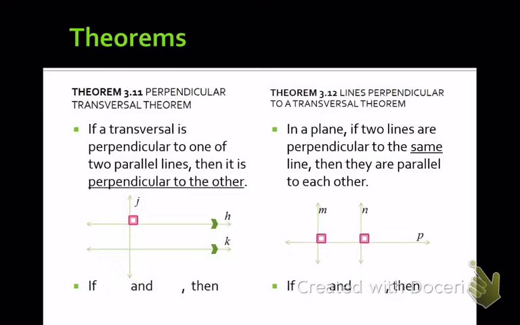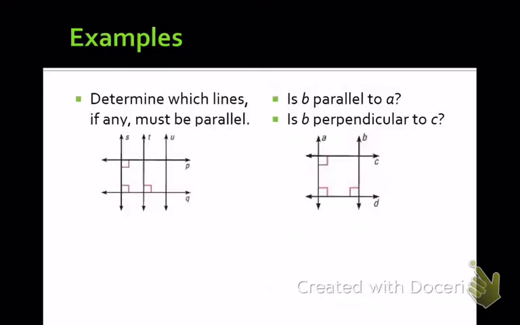So what would we have to know? For this particular theorem, we'd have to know that M is perpendicular to P, and that N is perpendicular to P. And if we know that, then we can conclude that M is parallel to N. Okay? All right. A couple of examples to help strengthen those theorems.